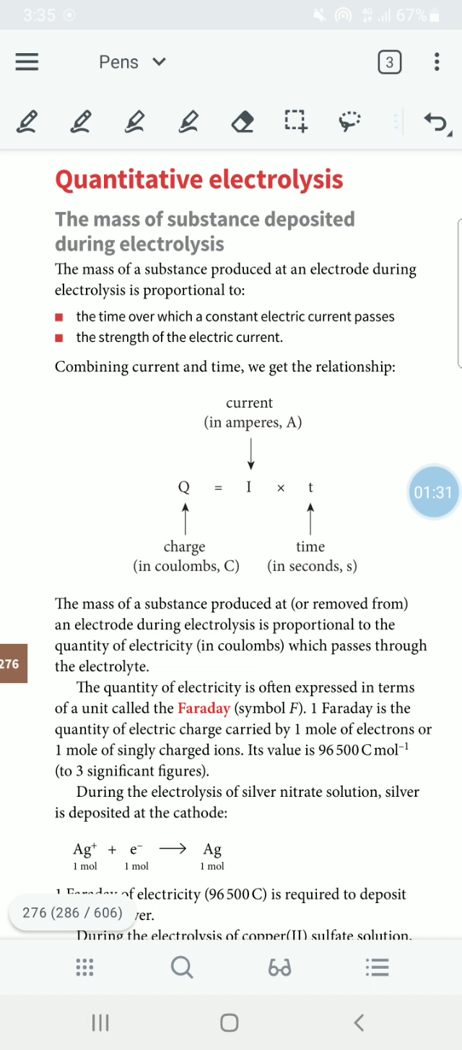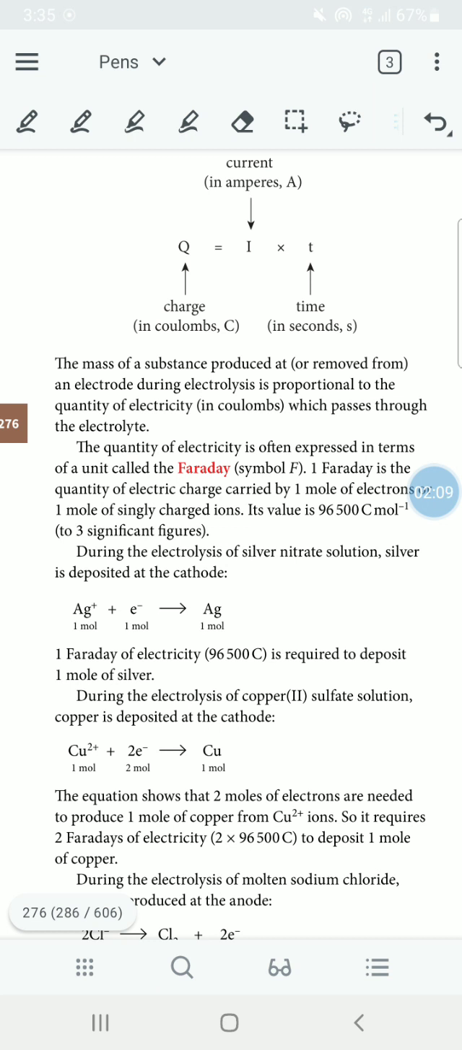The quantity of electricity is often expressed in terms of a unit called the Faraday, F. 1 Faraday is the quantity of electric charge carried by 1 mole of electrons or 1 mole of singly charged ions. So that is a very important definition that you must remember. 1 Faraday is equal to the charge of 1 mole of electrons or 1 mole of singly charged ions. Remember that. Its value is 96,500 coulombs per mole.